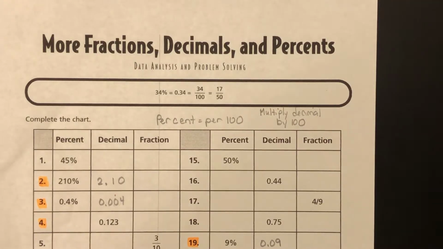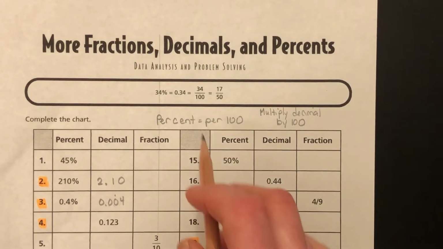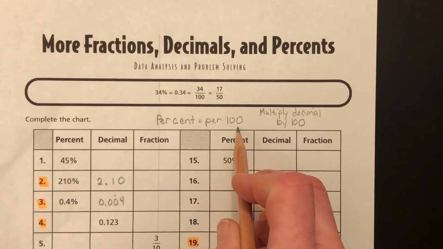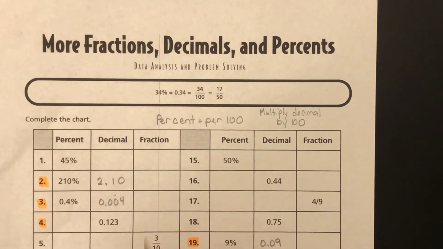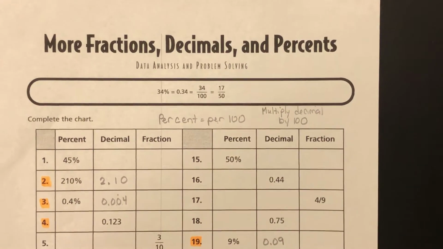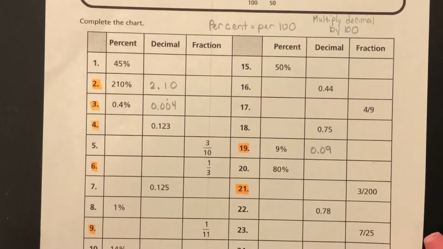Fractions and decimals and percents. Remember that percent means per 100. So when you go from decimal to percent, you're going to multiply the number by 100. That's why you move the decimal two places to the right, because you're multiplying by 100. Remember that. It makes it a lot easier.